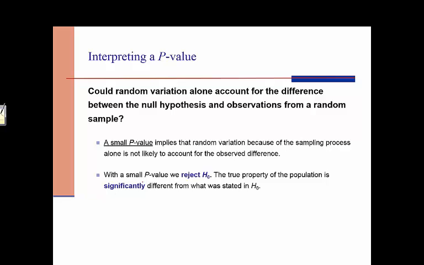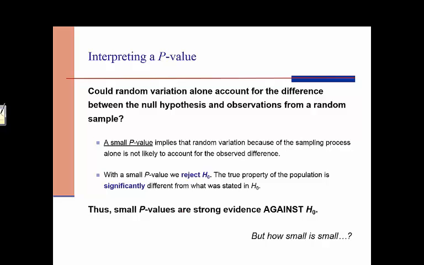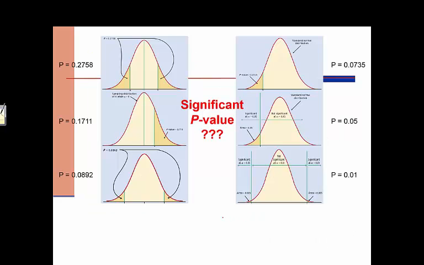Okay, so small p-value means we reject our null hypothesis. That means that the population is significantly different from what we originally thought our null hypothesis to be true. Okay, so small p-values means there is strong evidence against the null hypothesis. So how small is small?